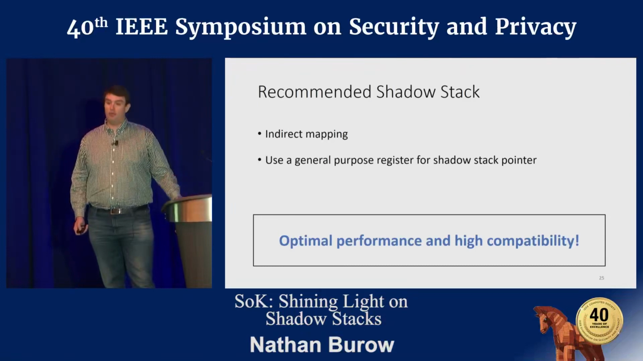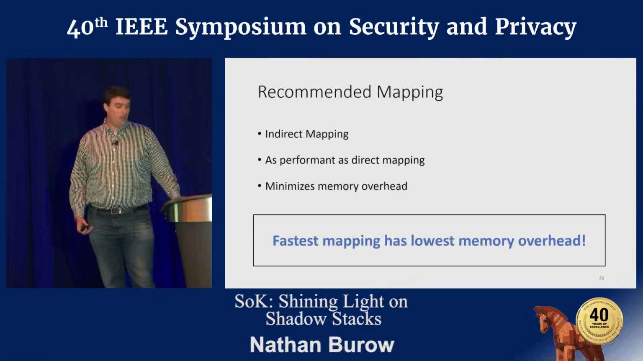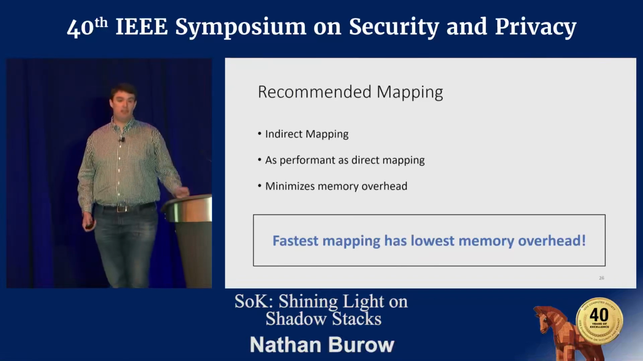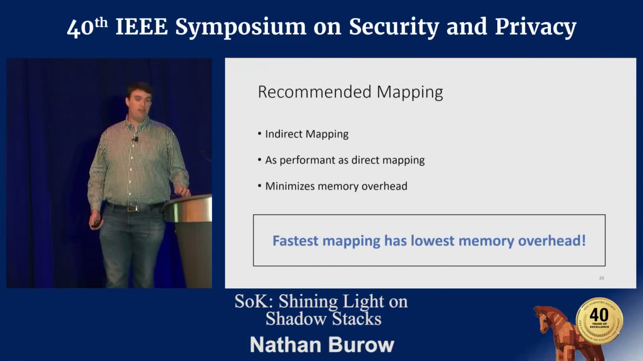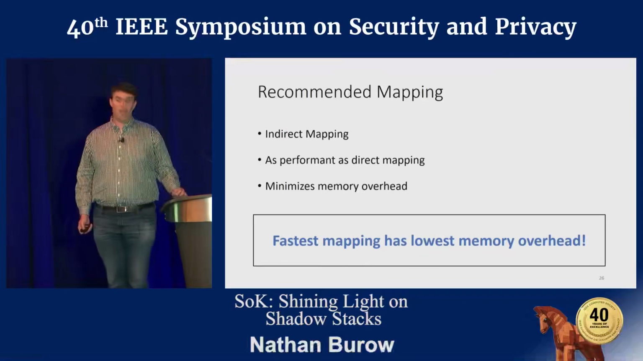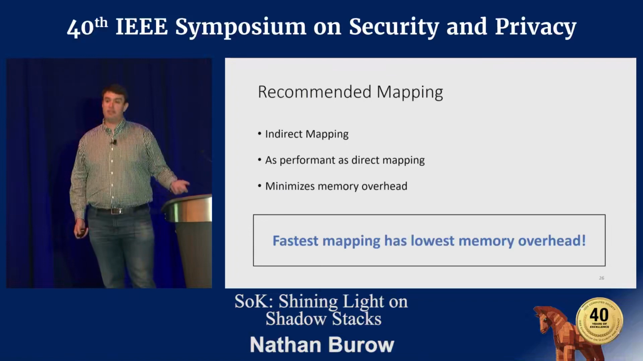And I'll now walk through why this turns out to be so. For the indirect mapping, to evaluate this, we took all existing techniques for shadow stacks and a couple more that we identified as missing during our survey. We implemented them all in LLVM 7 and did some quantitative analysis and found that when using a general purpose register, the indirect mapping can be as performant as a direct mapping. And because it also saves memory space, obviously we go for this, because it's a rare case of having our cake and eating it too: the fastest mapping also has the lowest memory overhead.